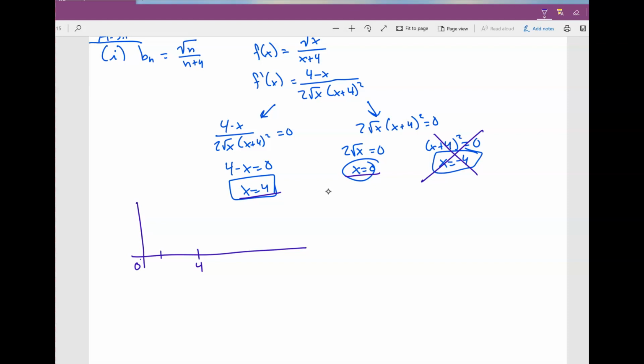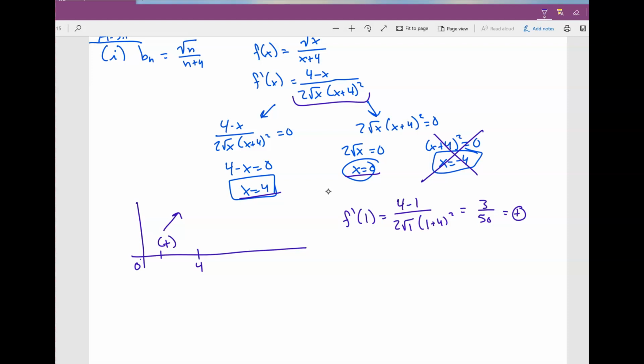So let's plug in what happens when I plug 1 into the derivative. So I'm going to plug f prime of 1 into this. So we're going to have (4 minus 1) over 2 square root of 1, times (x plus 4) squared. Oh, I forgot to plug in the 1. And what you're going to get is 3 over 50, which is a positive number. Because this is positive from 0 to 4, it means that it's increasing from here to here, which is not what we want.